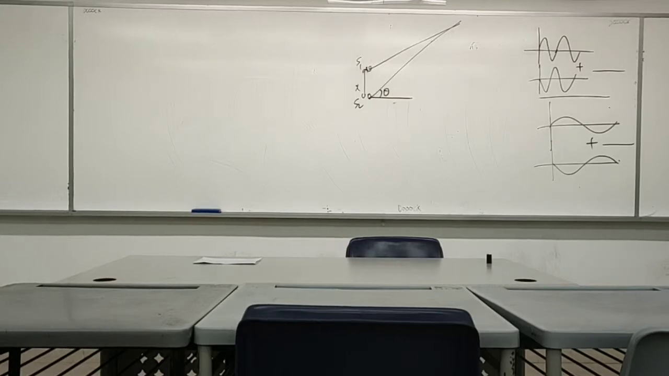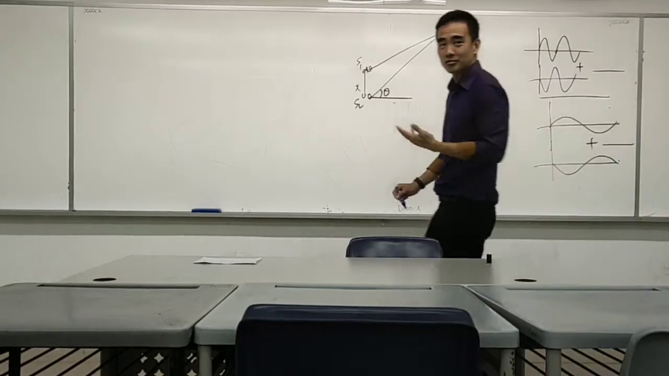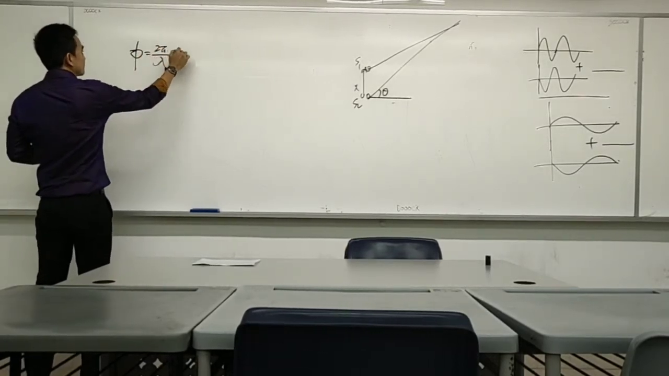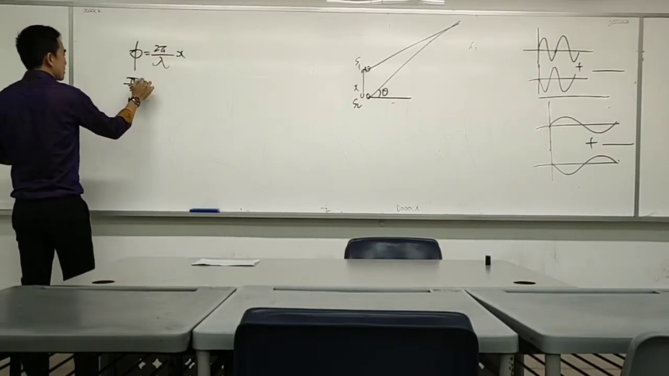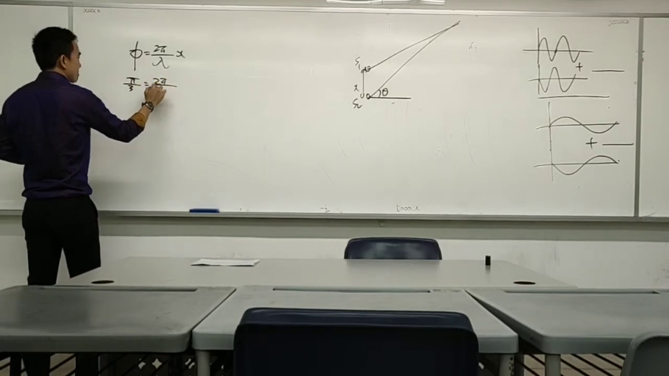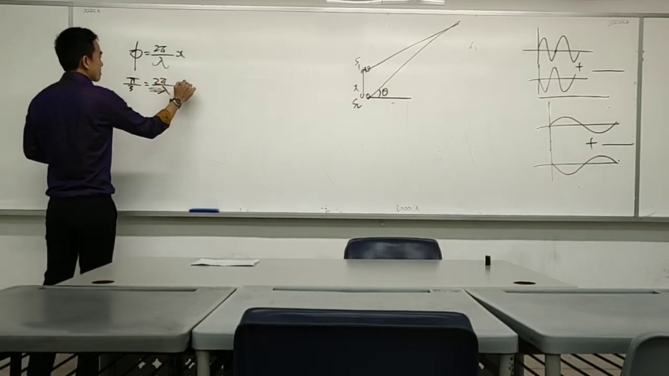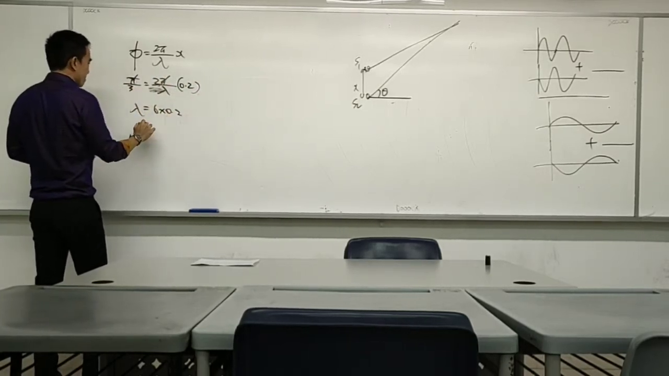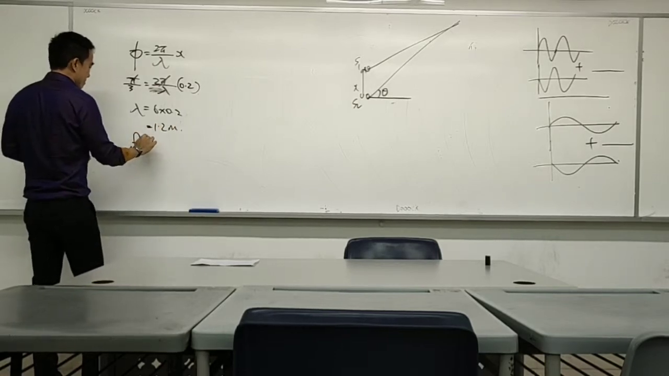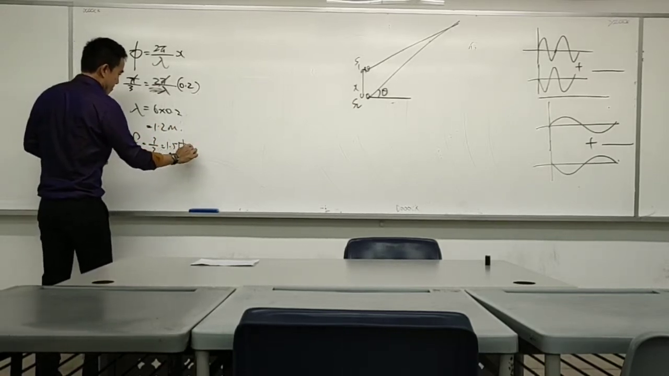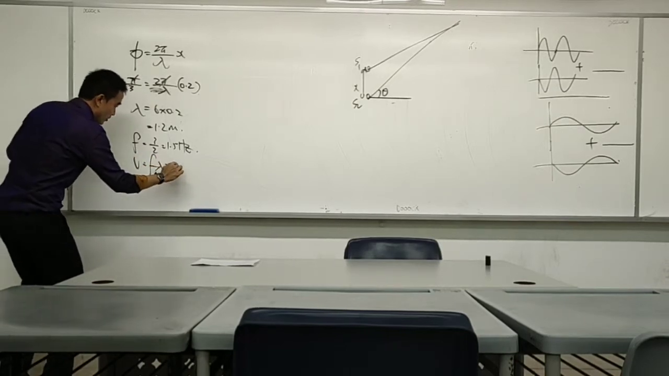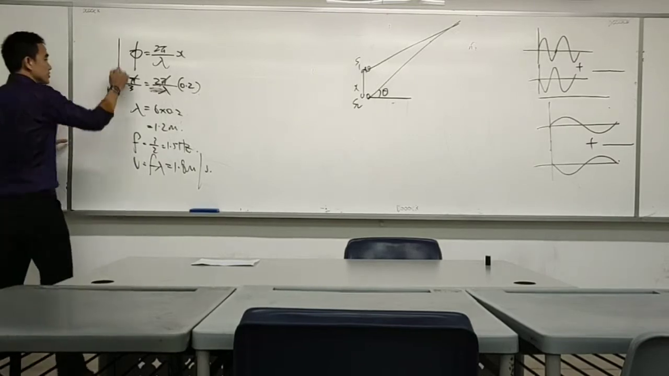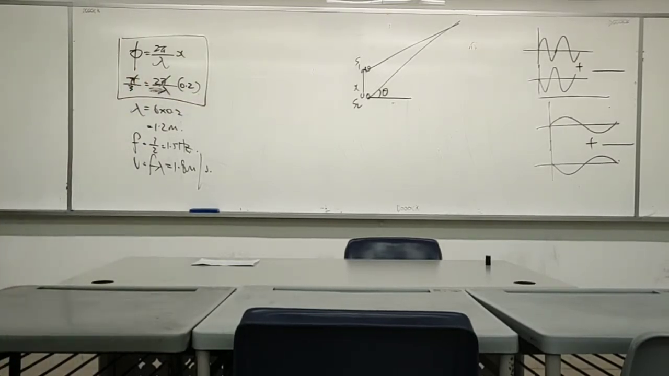Actually, I think I better just show it in case some of you are still struggling. V equals f lambda, which is 1.8 meters per second. Okay? So the key, I think, is this part over here. That's the new thing. The rest should be familiar.